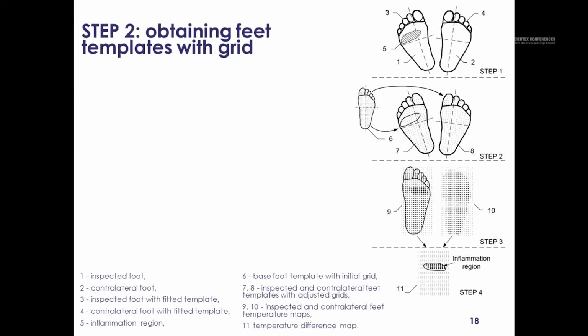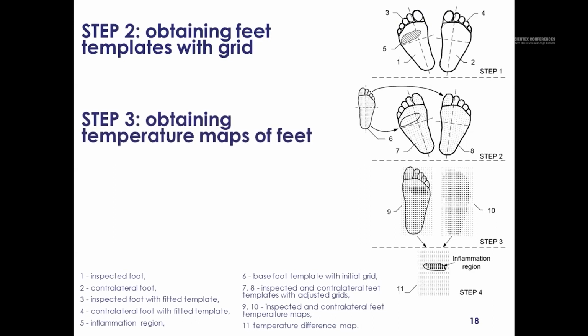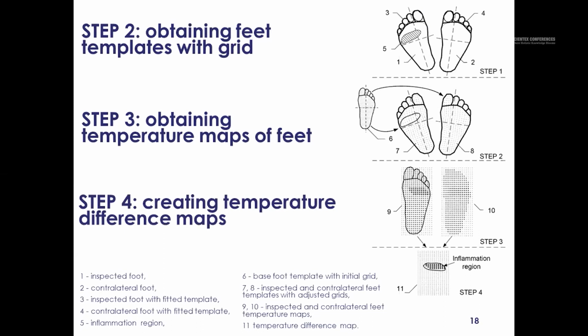The initial template with grid is applied for both feet. Then, temperature maps of both feet are estimated according to the appropriate set points of interest. Finally, the temperature difference map is created by subtracting the temperature values between both feet temperature maps. The created temperature difference map shows the temperature differences between the feet. If the feet difference surpasses the medically based threshold values, this temperature asymmetry indicates a possible inflammation region.